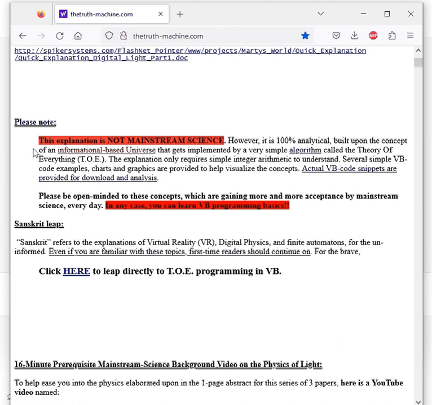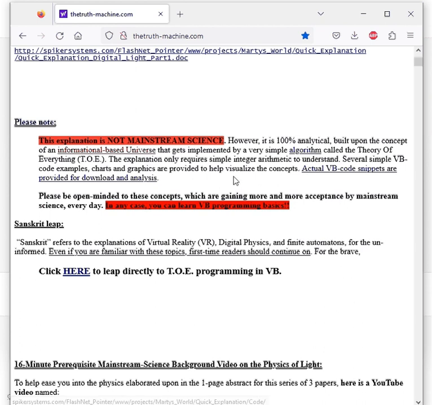I emphasize that this is not mainstream science. However, it is 100% analytical based upon the concept of an informational-based universe. It gets implemented by a very simple algorithm called the theory of everything, T.O.E. The explanation only requires simple integer arithmetic to understand.